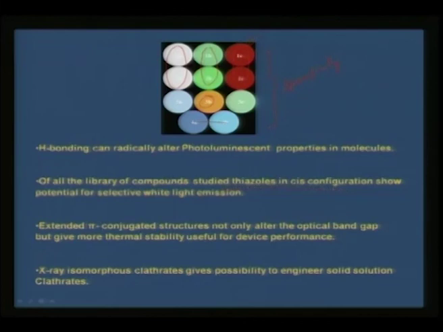Of all the library of compounds studied, thiazoles in cis configuration show selective white light emission. Extended pi conjugated structures not only alter the band gap, but they also give more thermal stability, useful for device performance. And lastly, I have shown you an example where isomorphous clathrates can help us engineer solid solution clathrates to get a compromise between PL emission and mobility of the charge carriers. So, I stop here with these examples, and I will try to discuss in the next lecture how inorganic phosphors can be used for display technology.